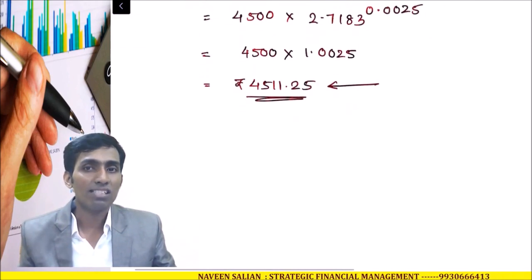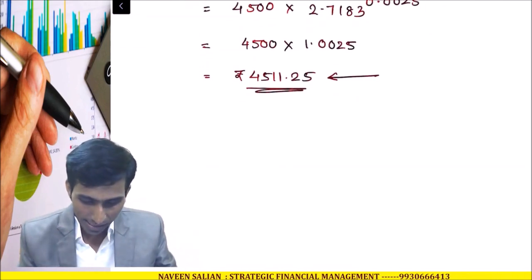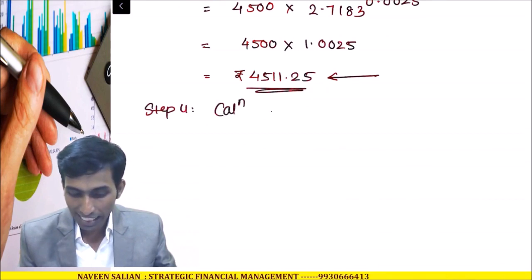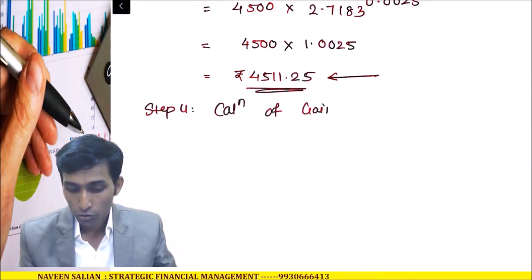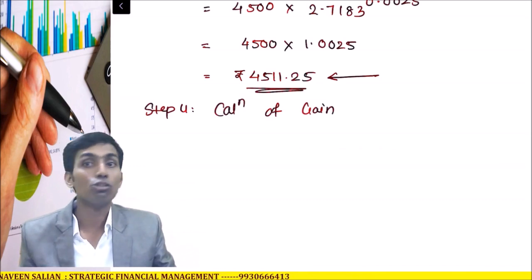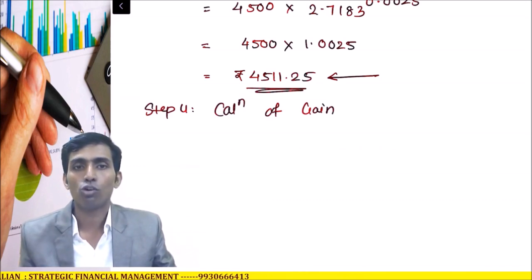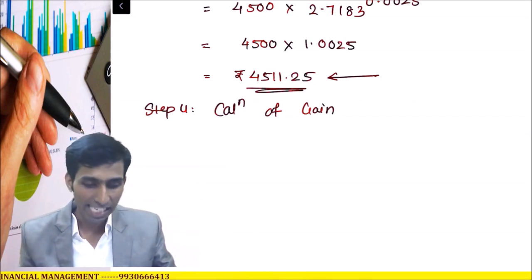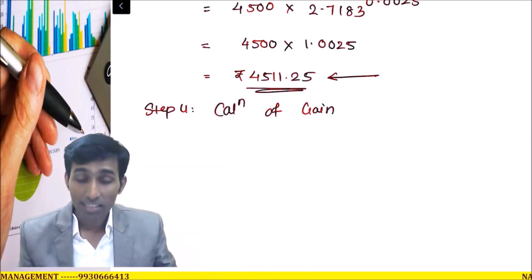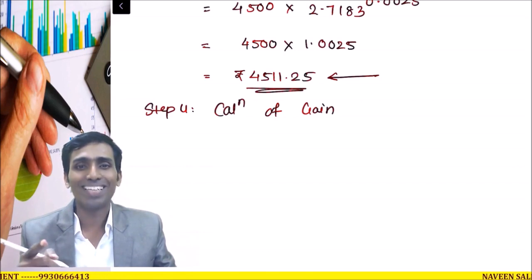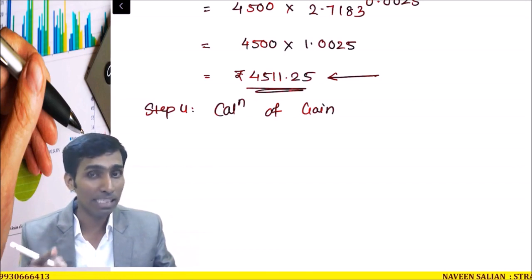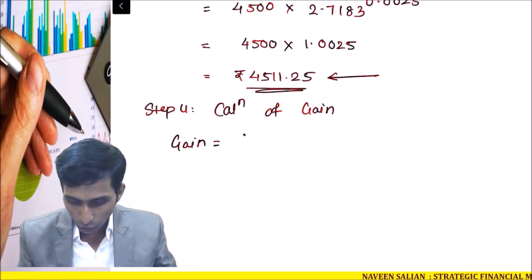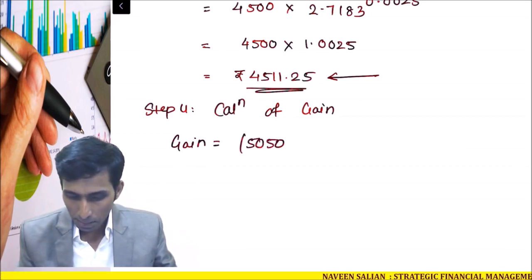So the last part of what we are going to do is step 4, that is calculation of gain. Please understand, you bought at less and you sold at a higher price. So obviously it's a gain for you. And the institute is kind, it's already given in the question that they have gained. Please check the question. So the gain is the difference.